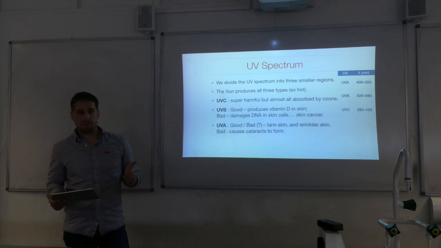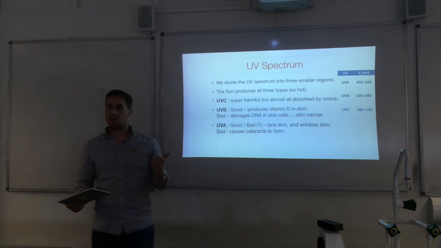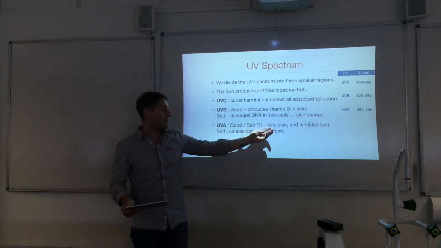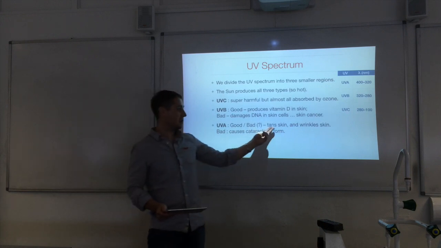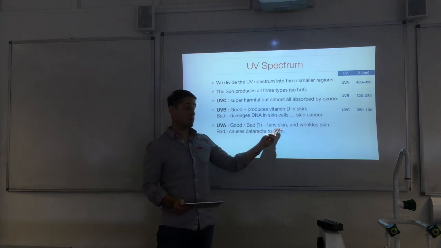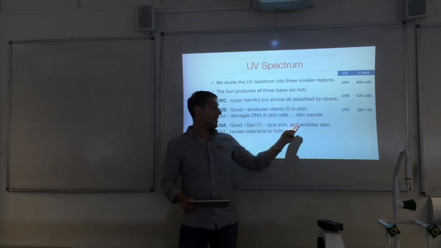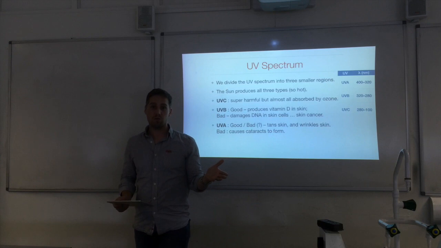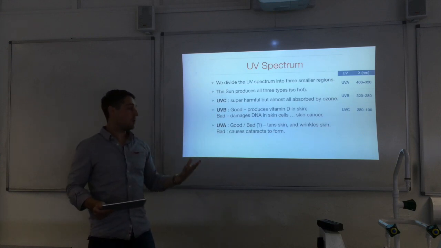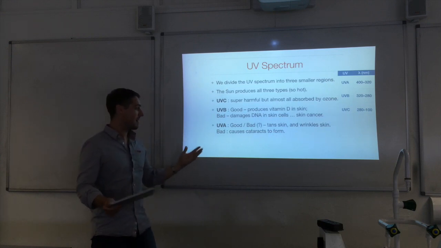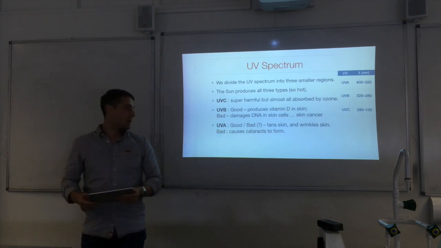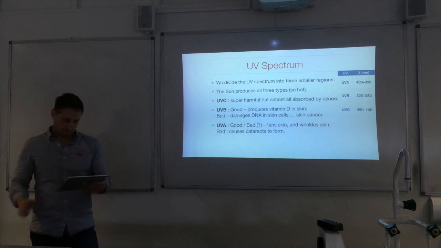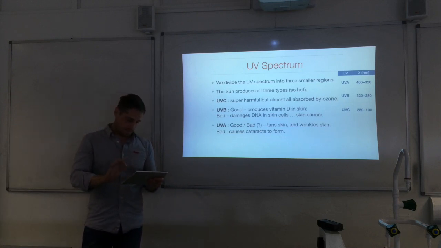And then UVA, whether you consider this good or bad, it tans your skin, but it also wrinkles your skin. So maybe you think that's good because you like to have a tan, but a lot of cultures don't think tan skin is cool, so that's bad. You might think it's bad that your skin wrinkles, but then maybe you like to look old and wise. So it's good or bad, up to you. Anyway, then this is bad, it causes cataracts to form in your eye. So UVA.